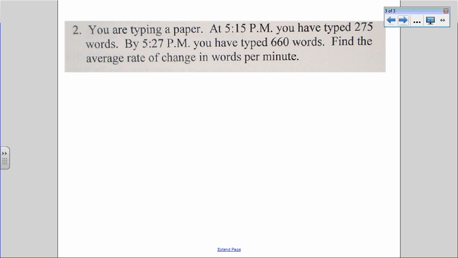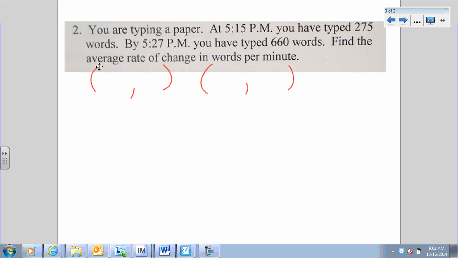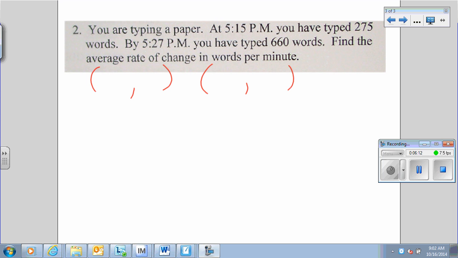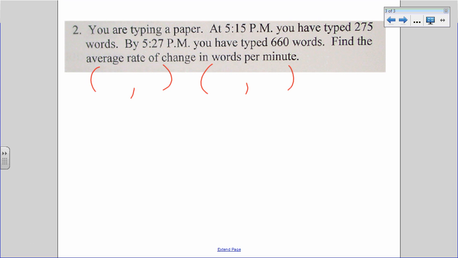Ladies and gentlemen, is this going to be a positive slope problem or a negative slope problem? Positive, because you're increasing each of your words per minute. All right? So I'm going to give you some time. I want you to get your ordered pairs set up. We should have 2 ordered pairs. Ethan, what did you get for your ordered pairs? I got 515 and 275 and 527.